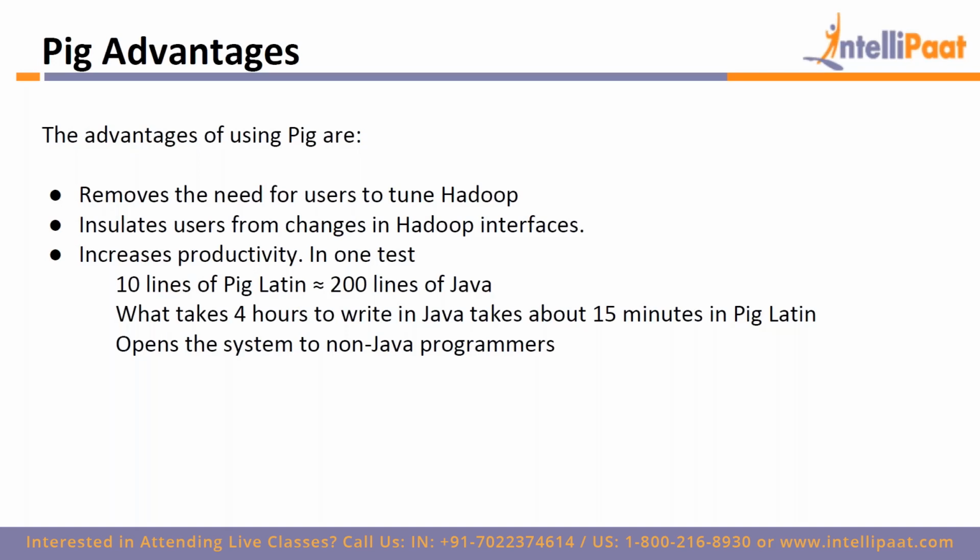So if you're supposed to write some 200 lines of Java code, you can write the same thing in 10 lines of Pig Latin. And in the same way, if you try to develop Java-based MapReduce code in 4 hours, the same can be done in approximately 15 minutes in Pig Latin. So it opens the system to non-Java programmers. Now this we have practically seen. Whenever we are writing Pig code, it's quite fast and easy to work with.